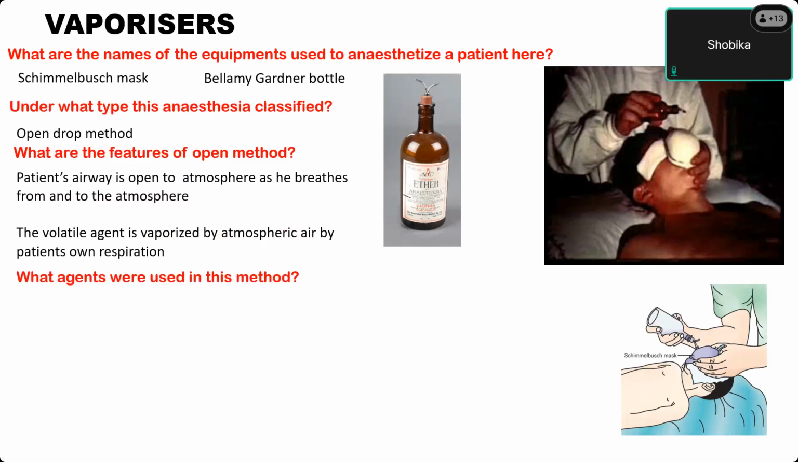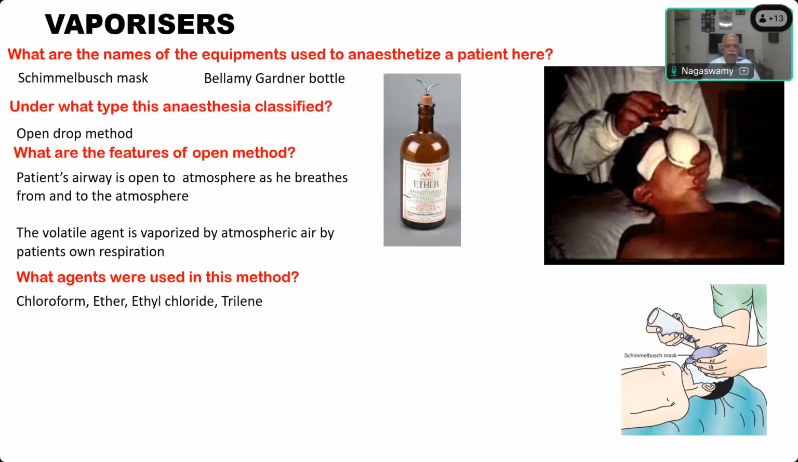Ether. Ether, then chloroform. Even Queen Victoria of England was given chloroform by the open drop method only as labor analgesia for her 8th delivery. You know that? And J.Y. Simpson was the anesthetist who gave that, and this was a popular thing. So they used chloroform, ether, ethyl chloride, and sometimes they used trilene also, another agent called trilene, which is more potent than ether. Have any one of you seen this ethyl chloride?